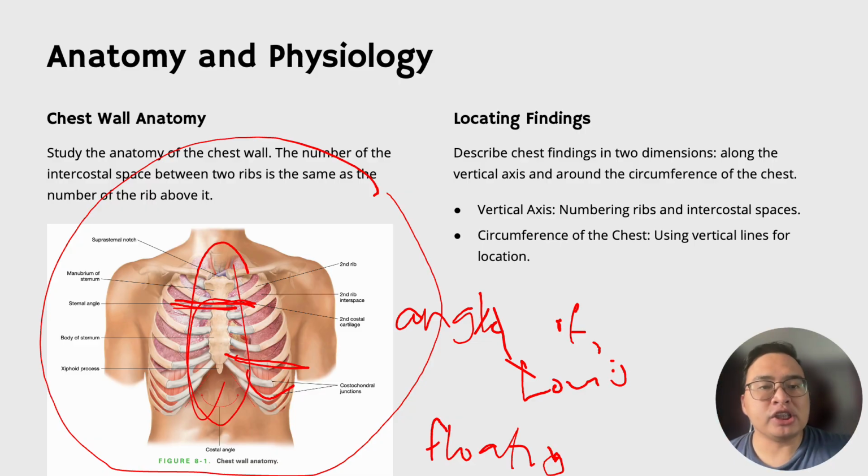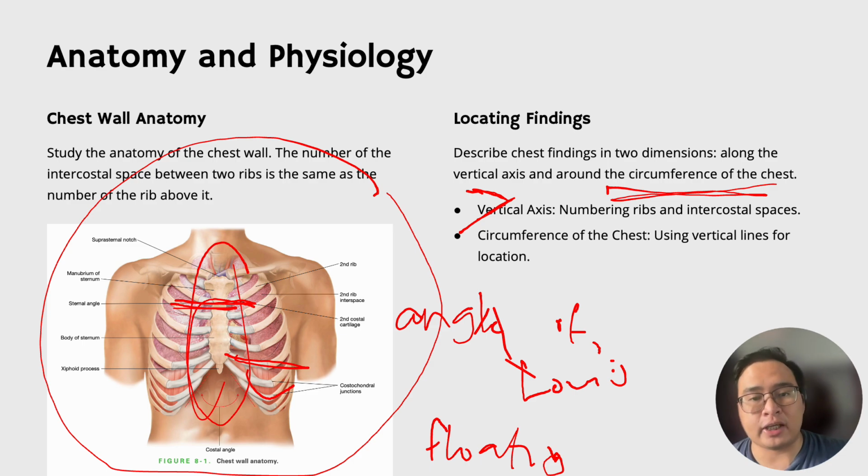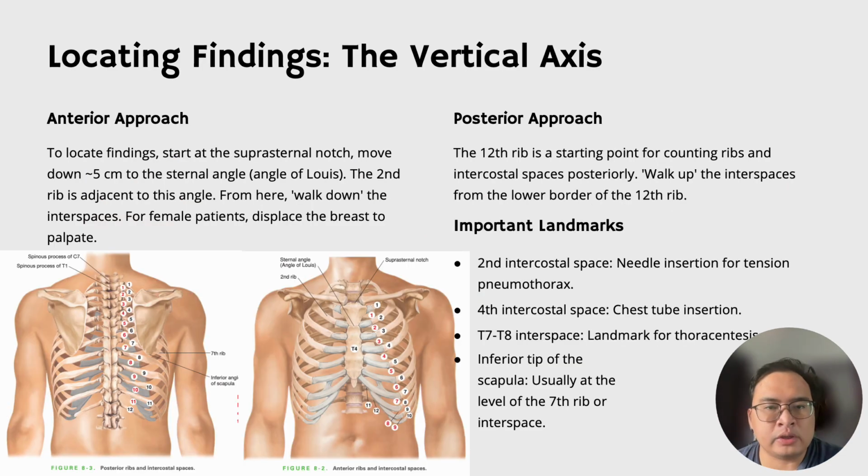Okay? So when you're describing chest findings, you need to describe them in two dimensions, along the vertical axis and around the circumference of the chest. For the vertical axis, you need to know the numbering of the ribs as well as the intercostal spaces. While for the circumference of the chest, use the vertical lines for location. So again, when we're describing findings, we need to describe it in terms of the vertical axis as well as in terms of the circumference. Okay? So, how do we describe in terms of the vertical axis?